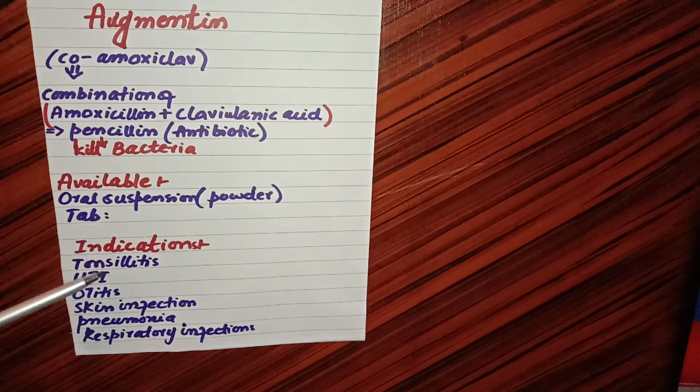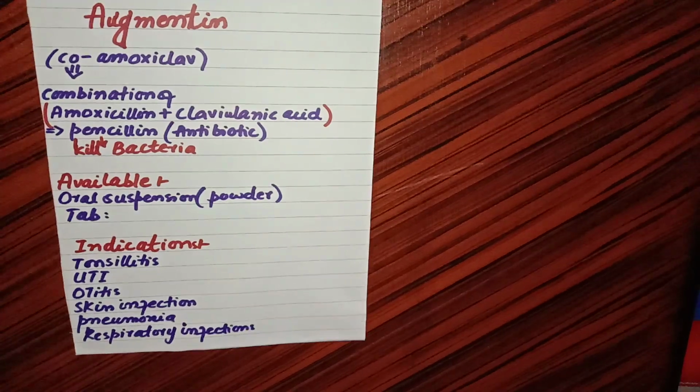And the indications of Augmentin are like it is used for tonsillitis, UTI, otitis, and besides it is also used for skin infection, pneumonia and respiratory infection as well.